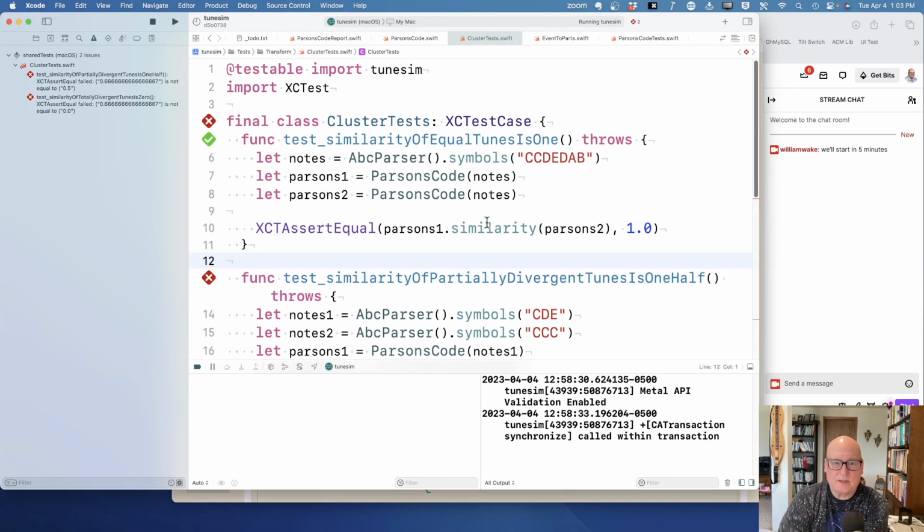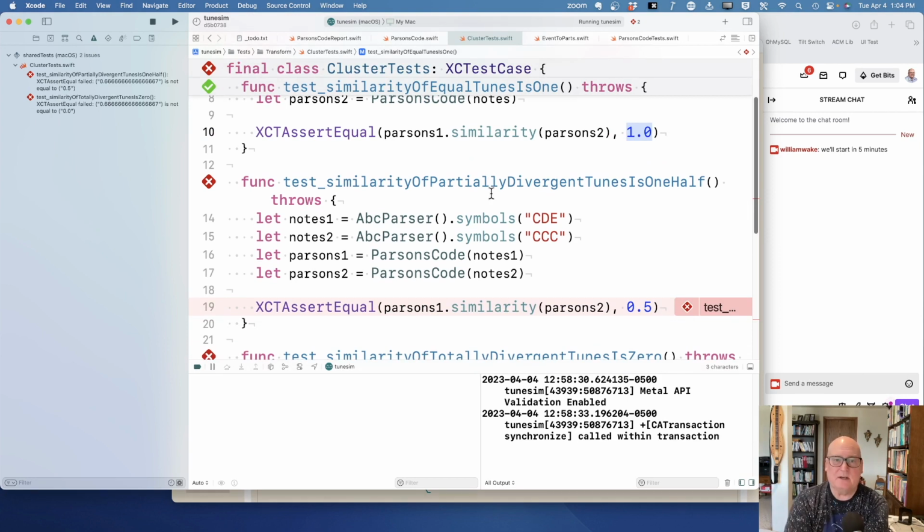We started doing this, and here we just have a test case with a string of notes, C, C, D, E, D, A, B, and two Parsons codes basically for the same set of notes. So they're perfectly identical, and their similarity, I'm treating for now as a number 0 to 1, 1 being you're just the same thing.